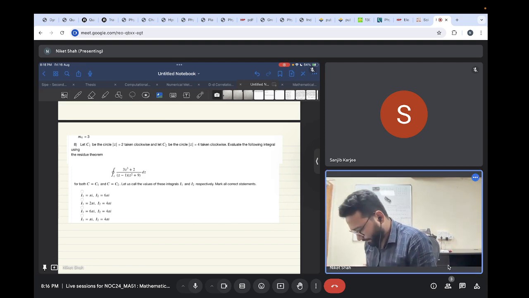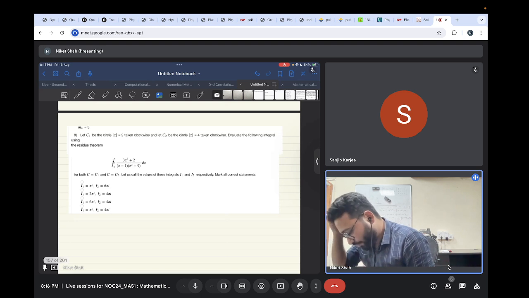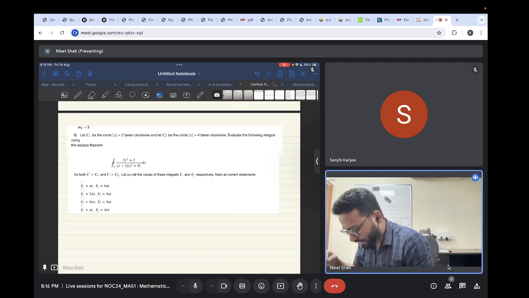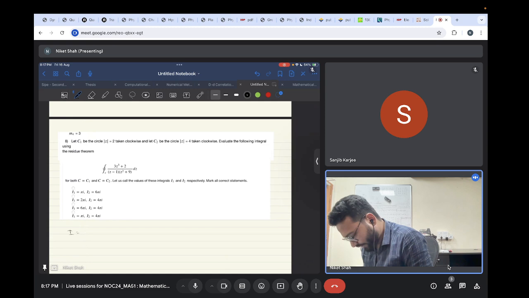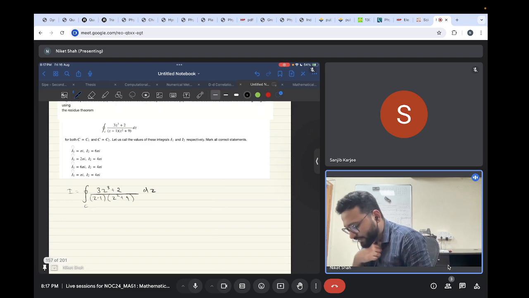Okay. So C1 is a circle with mod z equals to something taken clockwise, and C2 is a circle taken clockwise again. Both of these circles are taken clockwise. All right. Evaluate the following integral using the residue theorem. This is the integral I, which is basically the integral over C of 3z cube plus 2 divided by z minus 1 times z square plus 9 dz. This is my integral expression.